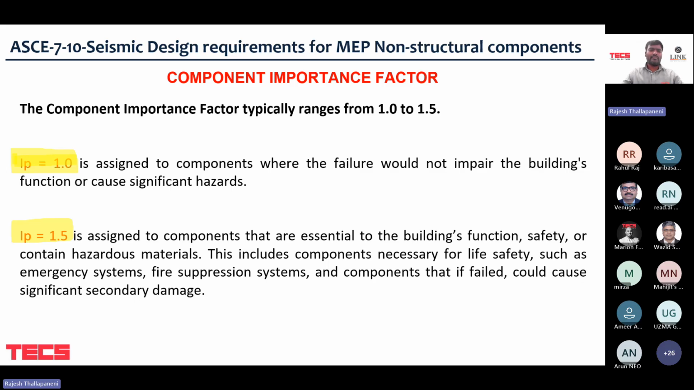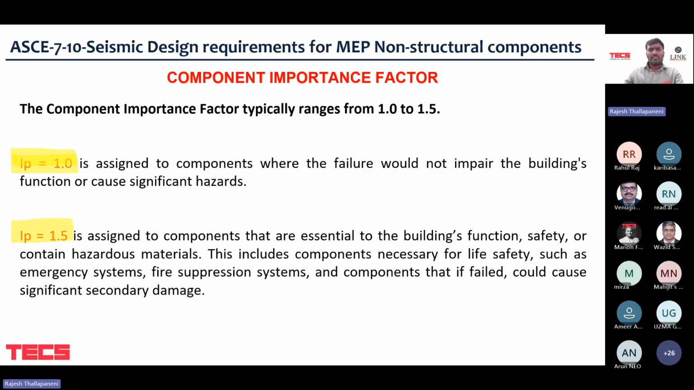But if the failure of such services will drastically impact the building and affect its operations or the intent of the building design, then the importance factor should be given as 1.5. I'll give you an example: if you have a water supply pipe which is going to a mechanical room, where the mechanical rooms are mostly storage rooms, I would say, used once in a while.